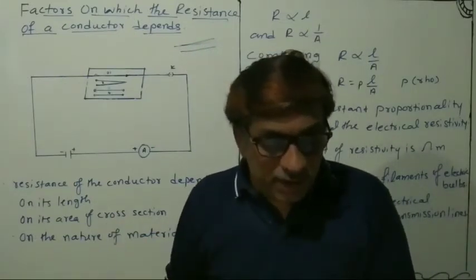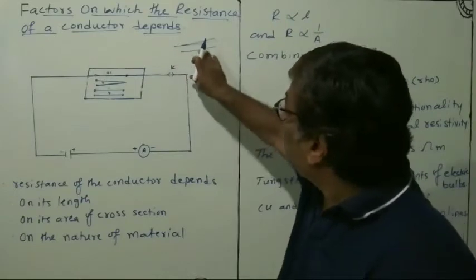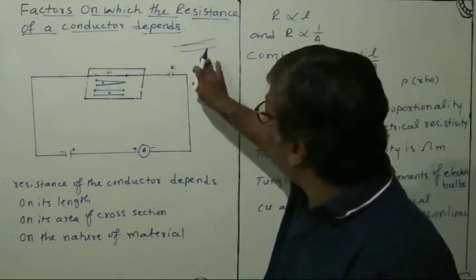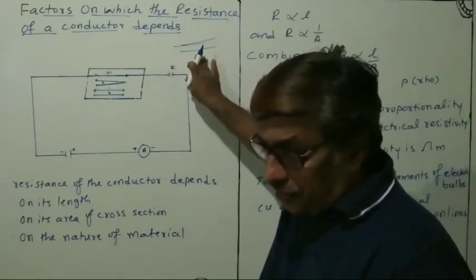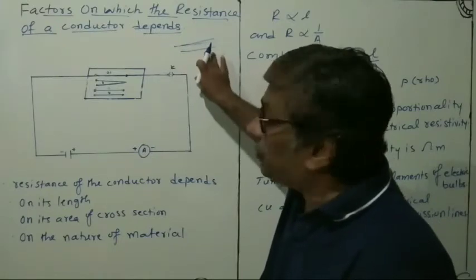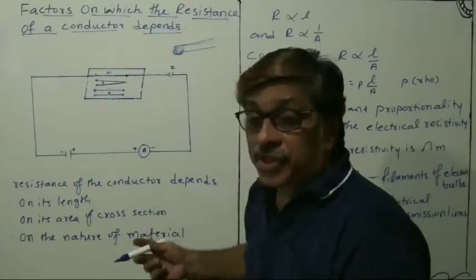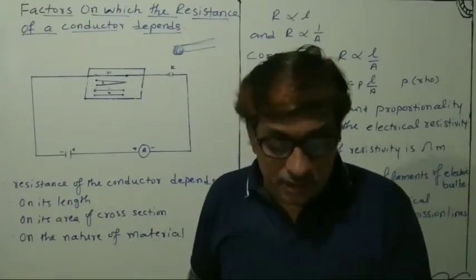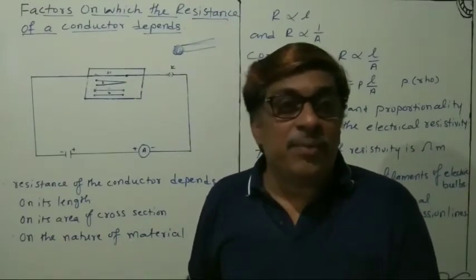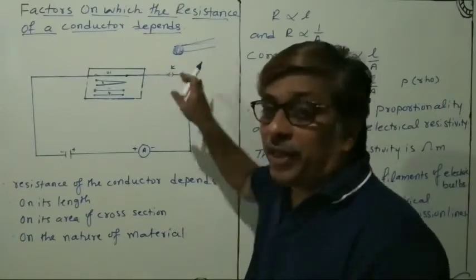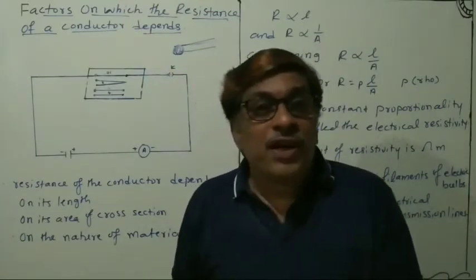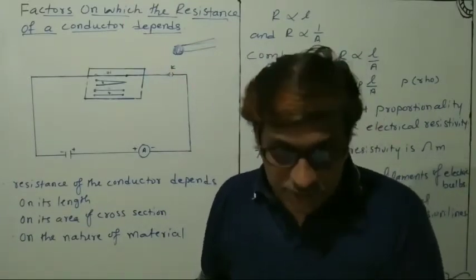Okay, now we will see that. It may depend on length. Suppose the length is changed, then the resistance changes, and if the thickness is changed, thickness means cross section, if the cross section is changed, then the resistance changes. Or if you are using different materials, then also the resistance varies.